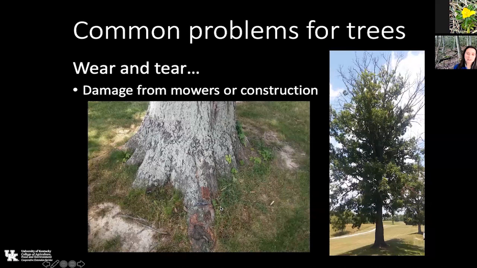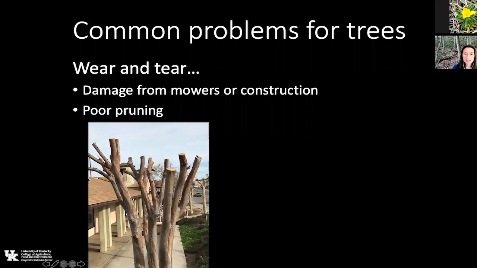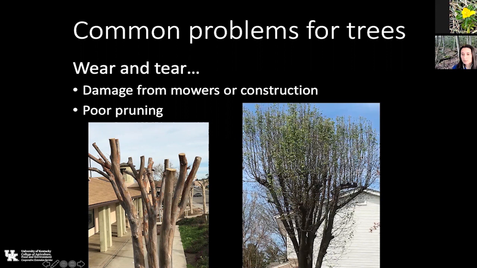So kind of little damages adding up over time for trees, whether it's from mowing or construction, or maybe poor pruning. And I bet you got a lot of this last session. But you know, I see a lot of pruning like this, a lot of topping. I think people think that it's going to result in a neater looking tree. And there are some species that respond better to that. And there are some ways to prune that might look like this, but are actually really different. But what they result in is really, really weak branching on this tree that's more likely to fail.